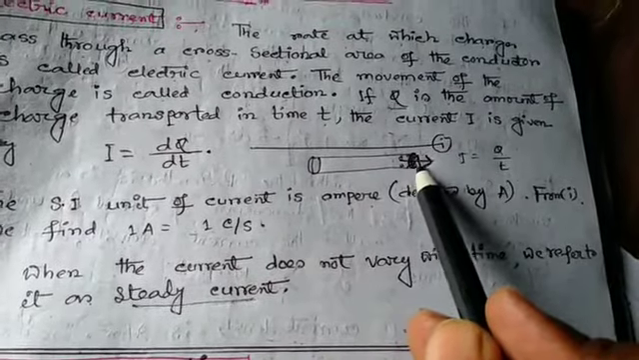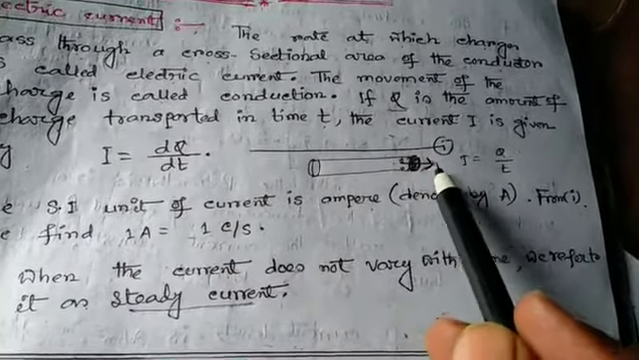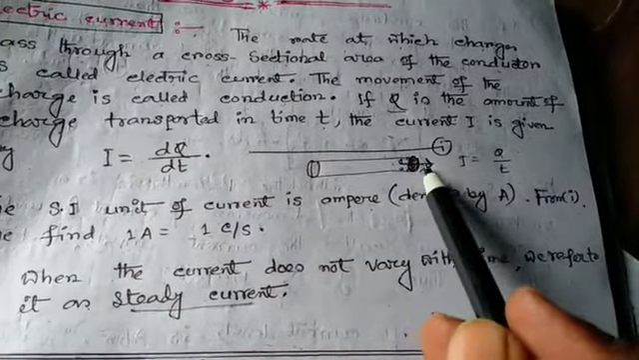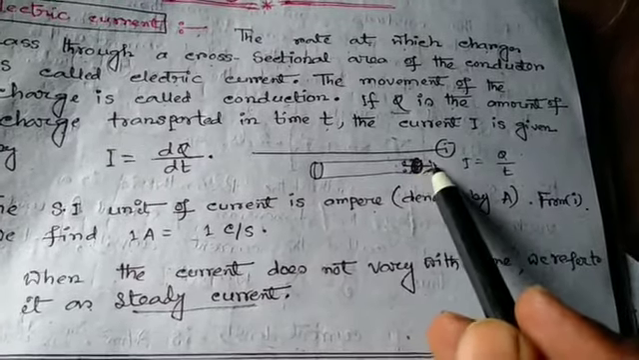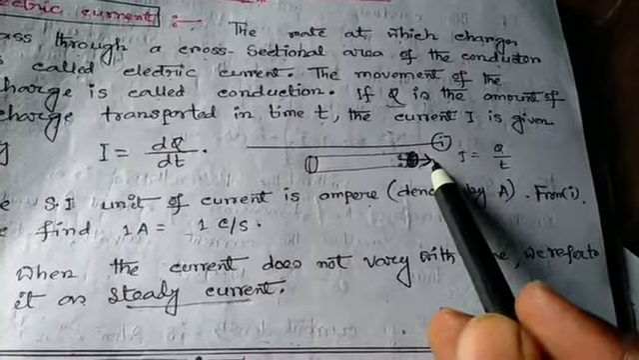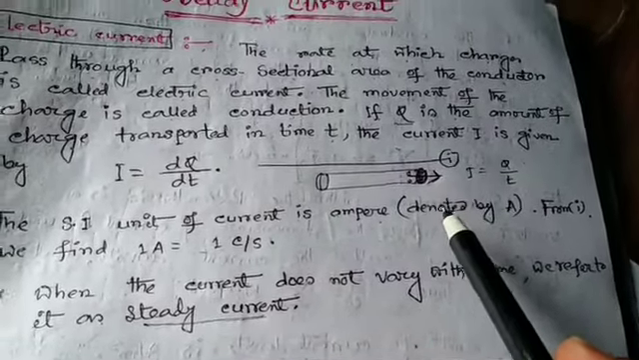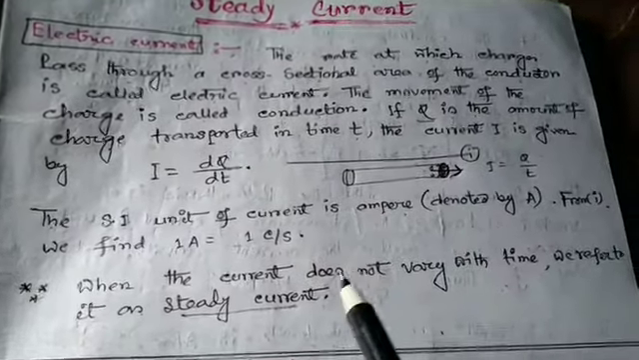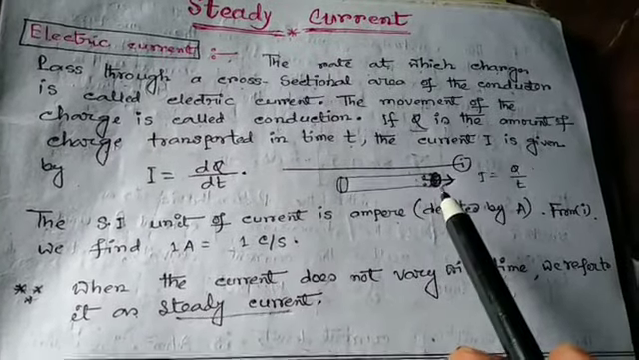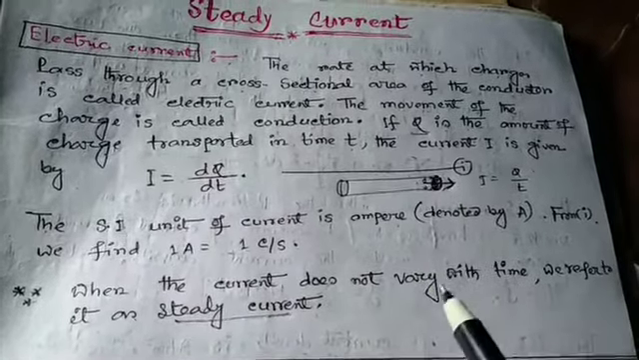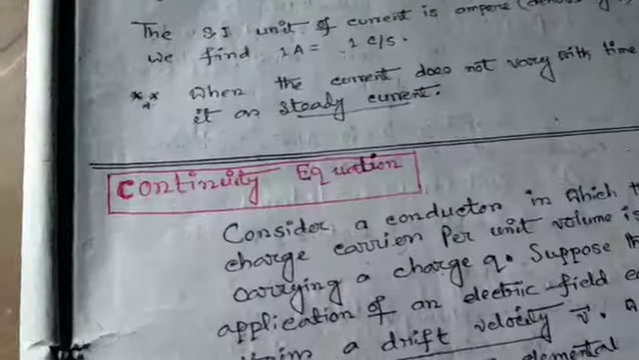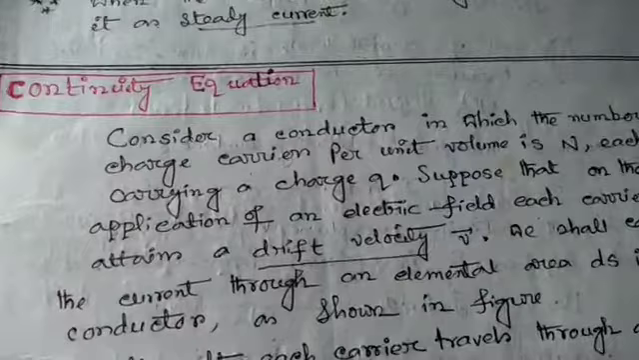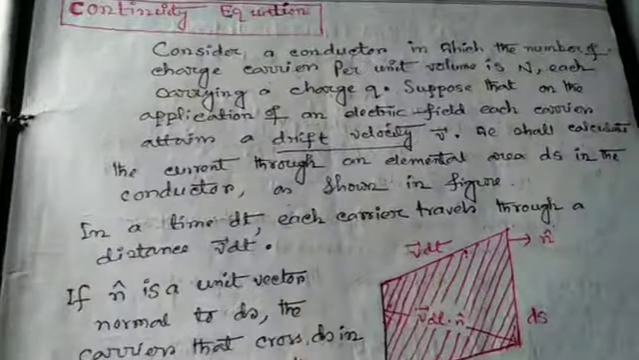crosses in the same quantity, that is, the same quantity of charge passes through any cross-sectional area. So the number of charges passing through a cross-sectional area is the same in the same time. This is called steady current. Clear? Now we go through the continuity equation. This is a very important equation.